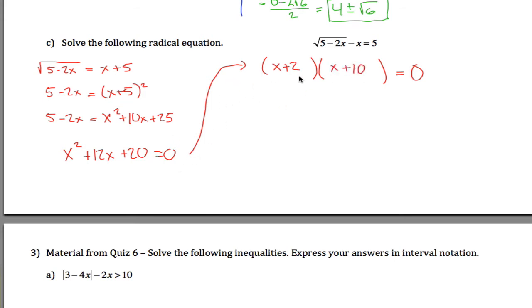Jumping from here to here like that only works when the leading coefficient is a 1, so be careful with that. What I now have is something times something equals 0. That's good. That means either the first something equals 0 or the second something equals 0. You can solve them and get these 2 answers.